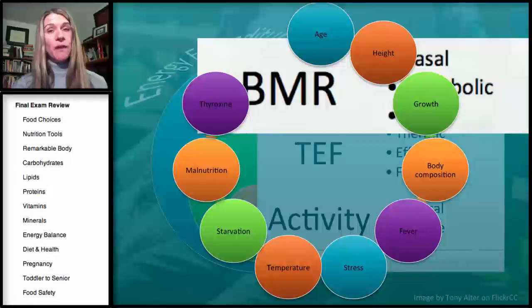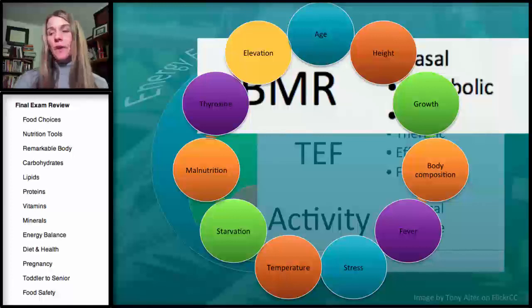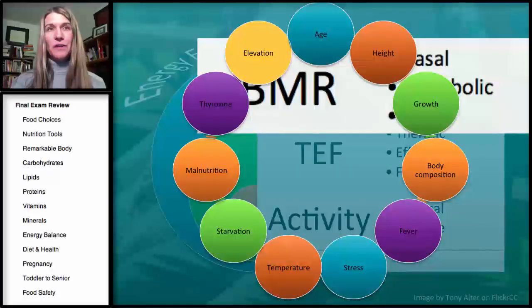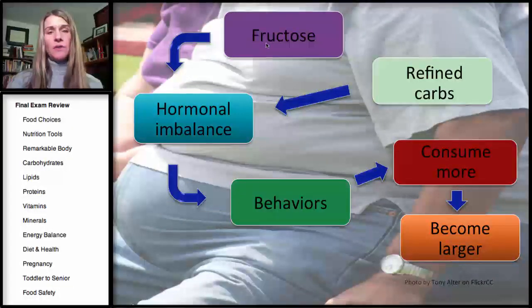Thyroxine, remember we talked about thyroid hormone, that really drives our basal metabolic rate. Too little, it really slows down. Too much, it goes into overdrive. And elevation. They think one of the reasons that Denver is the city with the least obesity in the nation is because of the high elevation. It's one theory.